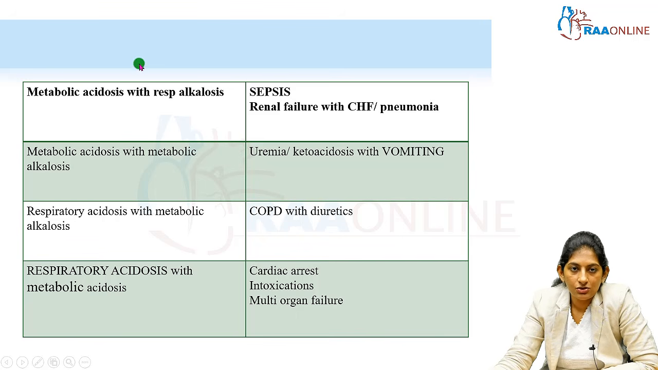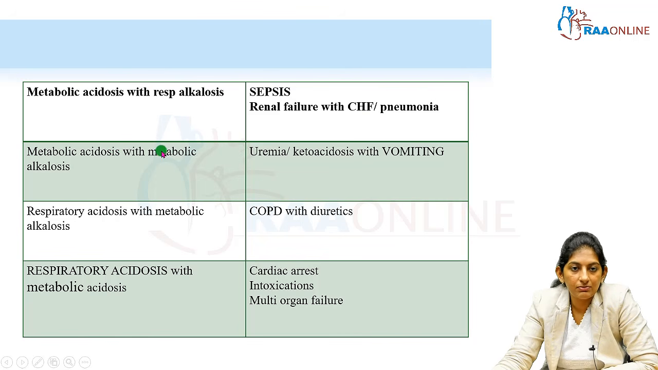Metabolic acidosis with respiratory alkalosis. This can be seen in sepsis. Sepsis can cause metabolic acidosis and then in a hyperventilating child, there can be alkalosis. Renal failure corresponds to metabolic acidosis along with a pneumonia-like picture, or a CCF can cause metabolic acidosis with respiratory alkalosis.